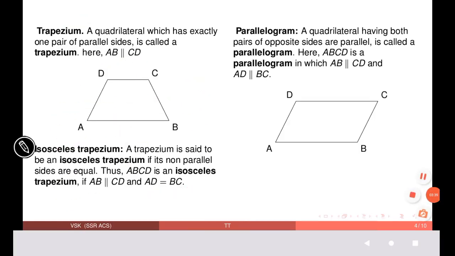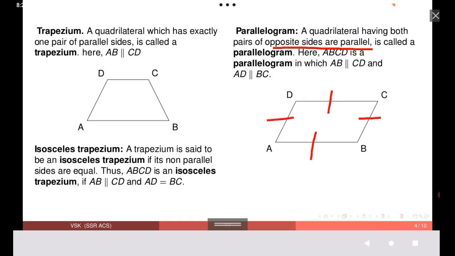Now what is meant by a parallelogram? A parallelogram is a quadrilateral in which both pairs of opposite sides are parallel. So DC should be parallel to AB and AD should be parallel to BC. If this happens, then it is called a parallelogram. In a trapezium only one pair is parallel. This is the difference between a parallelogram and a trapezium.